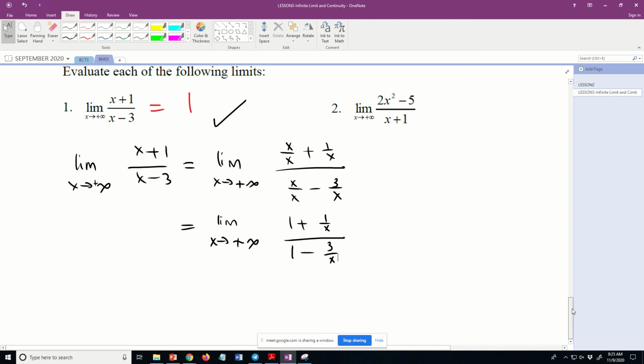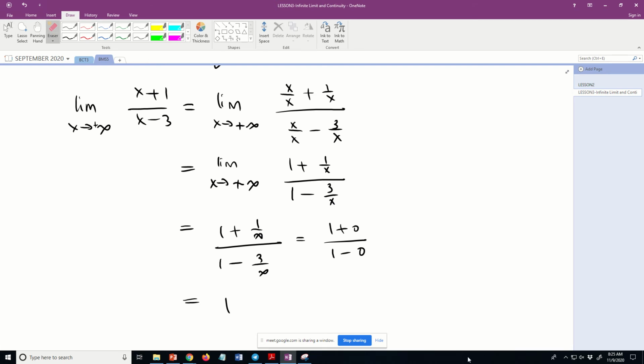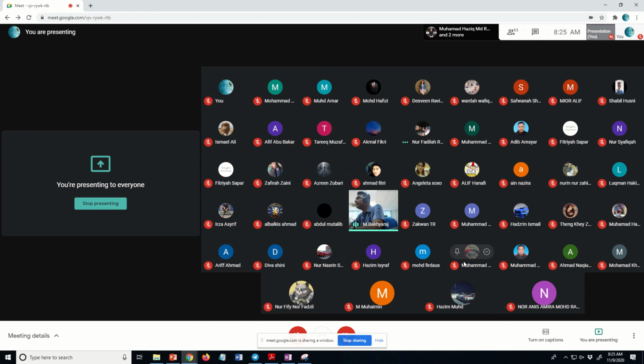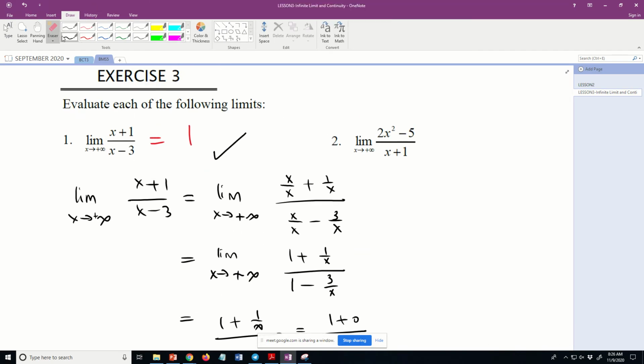Okay, equal. So I do substitution now. So 1 plus 1 over infinity divided by 1 minus 3 over infinity will give you 1 plus 0 over 1 minus 0, which is equals to 1 lah. Okay, sama dengan 1. Okay, so ini yang kita punya jawapan untuk question number 1. Okay, anyone volunteer for number 2? Positive infinity. Siapa tu? Nur Fadila. Okay, thank you Nur Fadila. So dapat apa tadi? Sorry, lagi sekali.